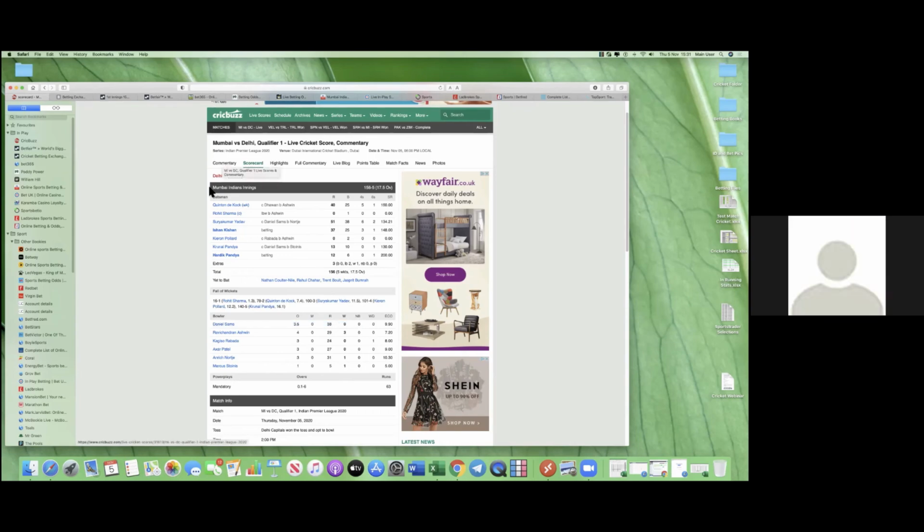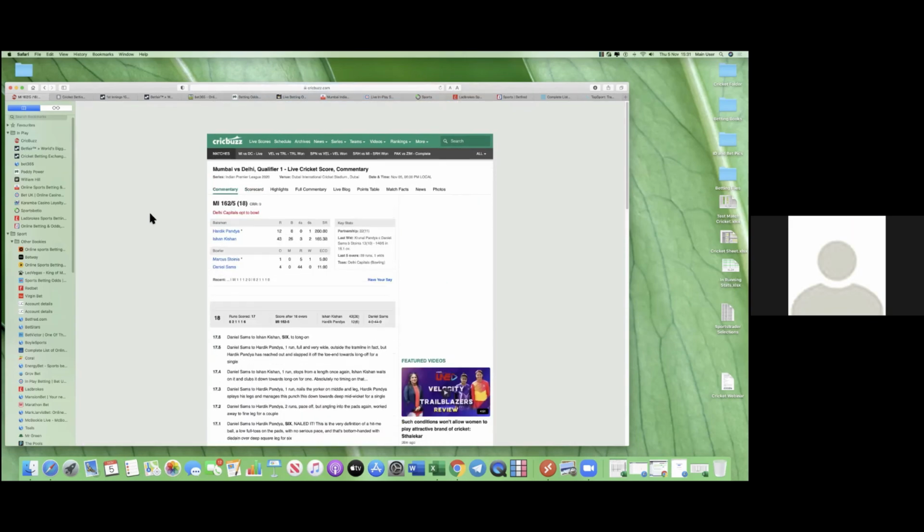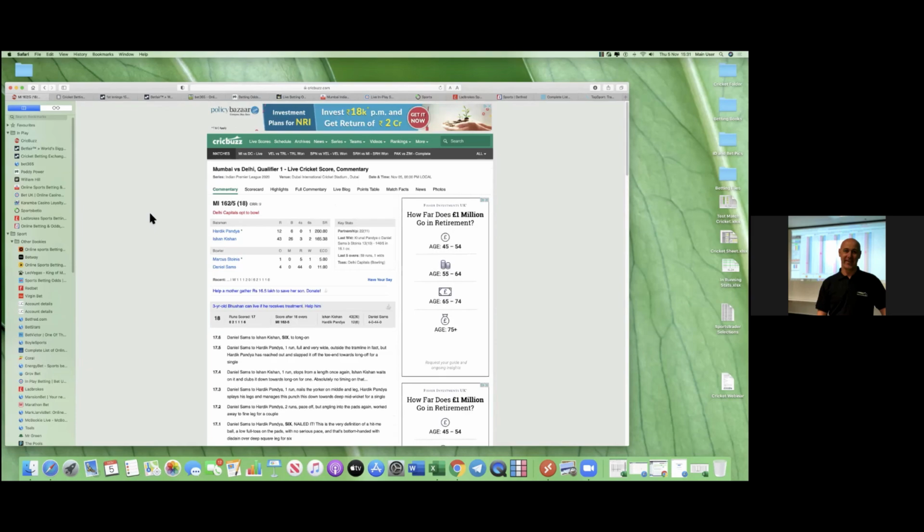I think I'd rather have Hetmyer in the team. He needs a bit more green. He needs the wickets of Australia, a bit more bounce, a bit greener. These slow, low wickets over here, he's just cannon fodder.